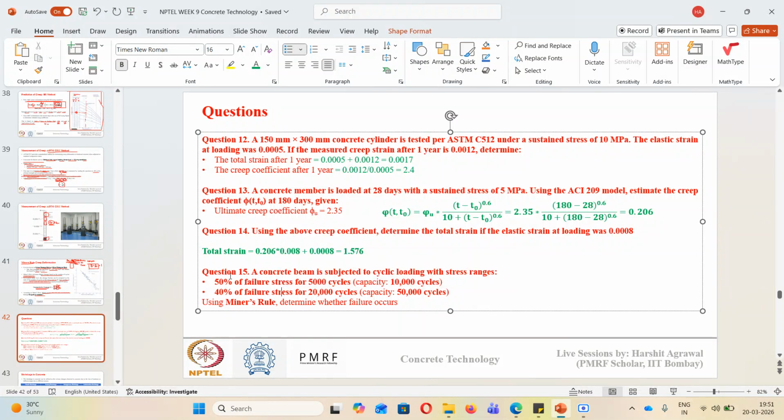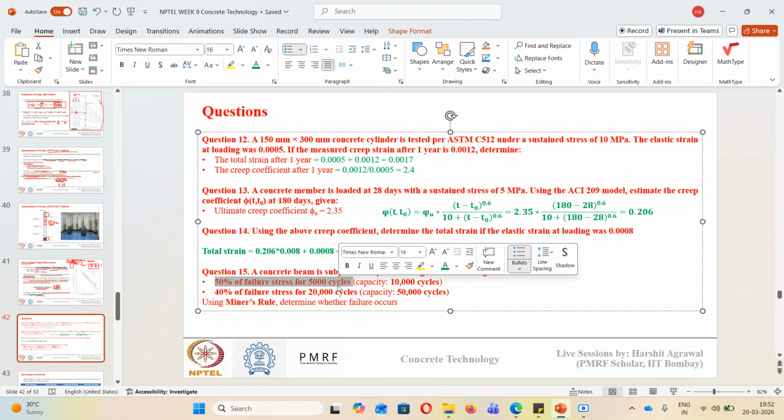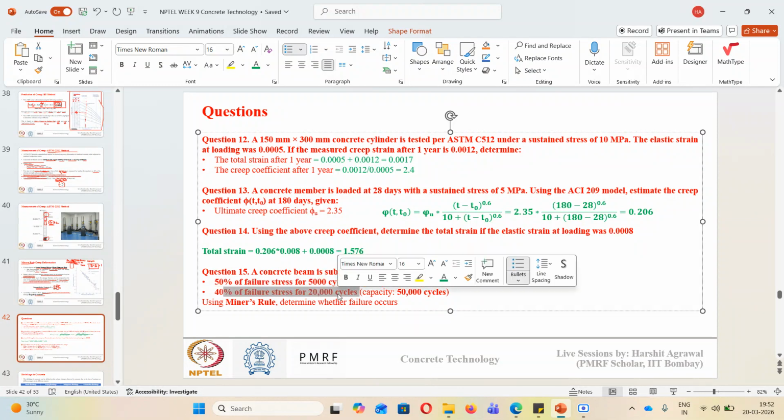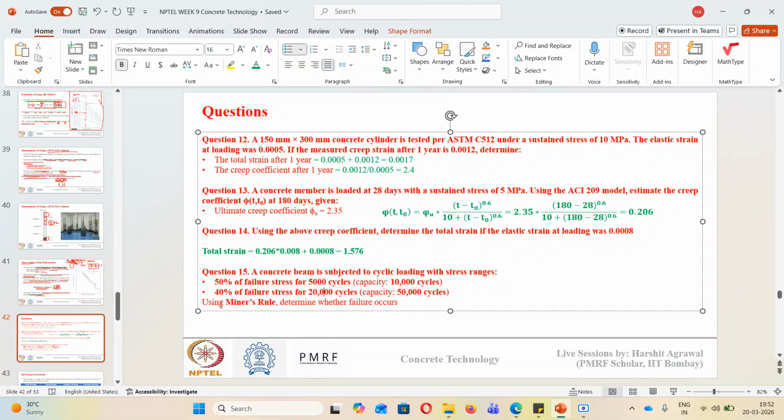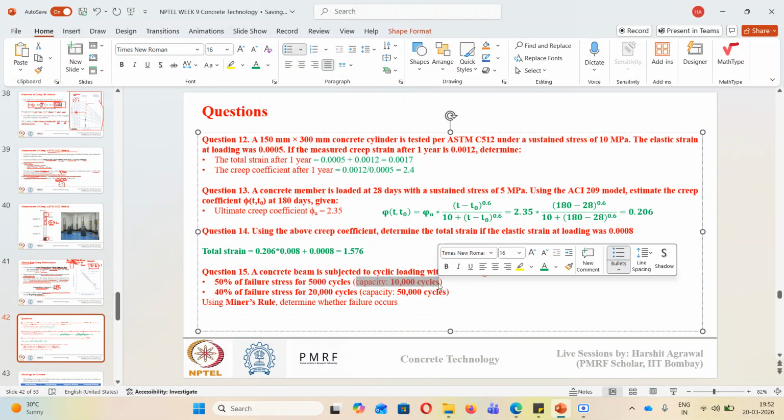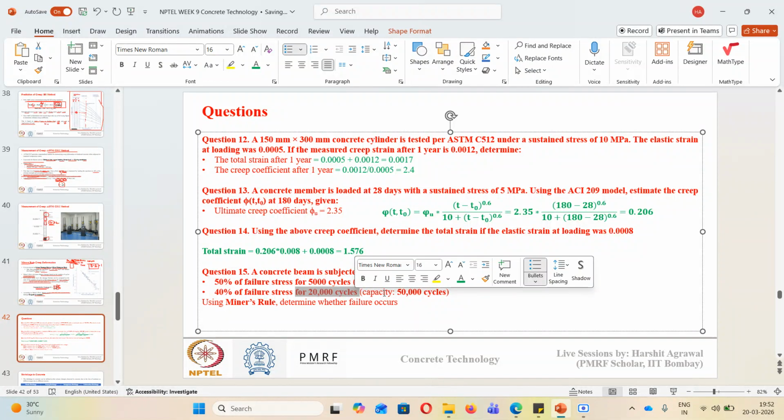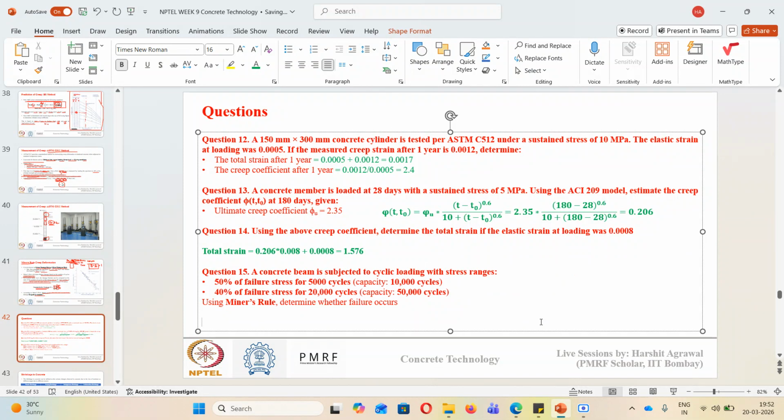So you can think of question number 15 also. There are two cyclic loadings applied: 50% failure stress for 10,000 cycles, and 40% failure stress for 50,000 cycles. Using Miner's rule, you need to determine whether failure has occurred or not. We have applied 5,000 cycles for the first capacity loading, and 20,000 cycles for the second. What Miner's rule says is the summation of n by N.